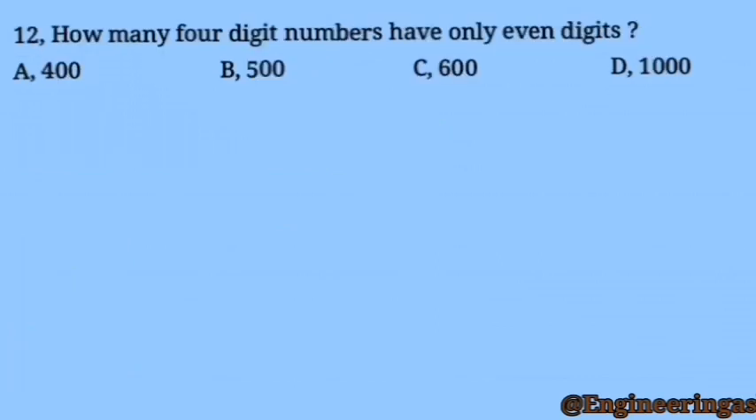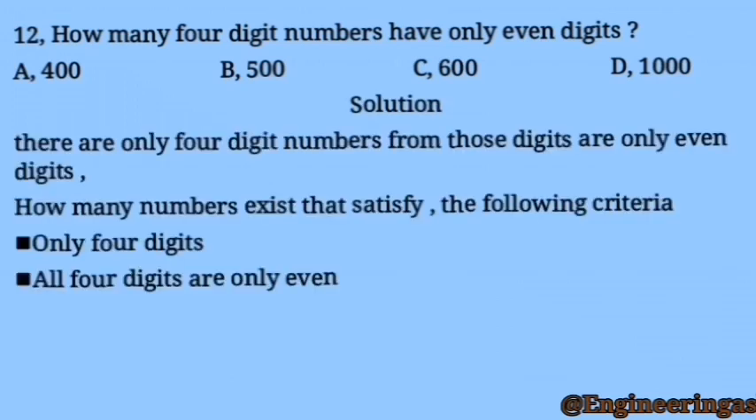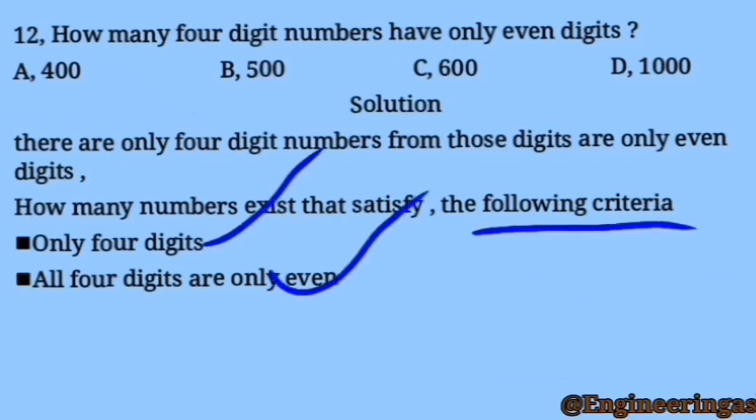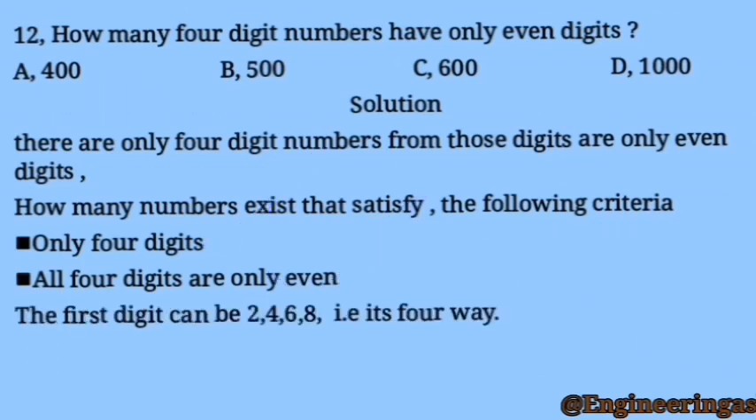Okay, how many 4-digit numbers have only even digits? Let us do this. How many numbers exist that satisfy the following criteria? Only 4 digits, and also all digits are only even. The first digit can be 2, 4, 6, 8. It's 4-way. All the 4 digits are even.